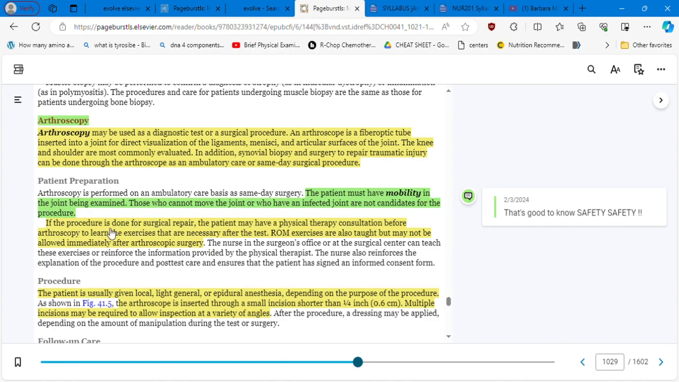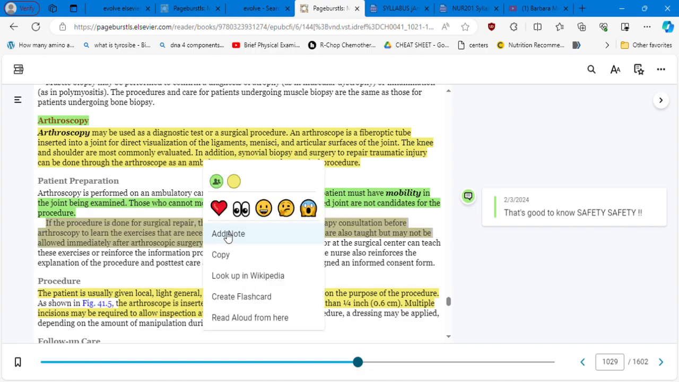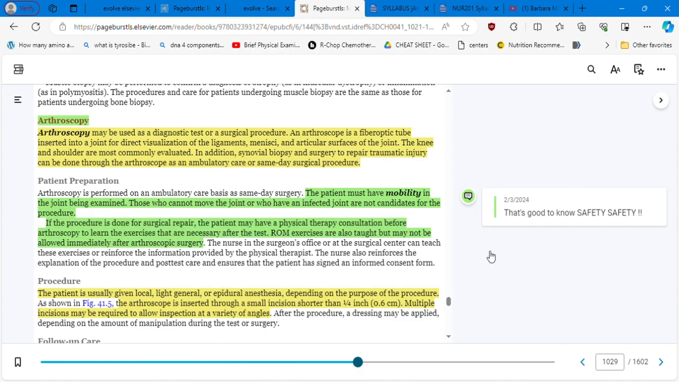If the procedure is done for surgical repair, the patient may have a physical therapy consultation before arthroscopy to learn the exercises that are necessary after the test. And that's good to know as well. So why? Because after the test, the patient should be able to move and to replicate exercises for recovery.